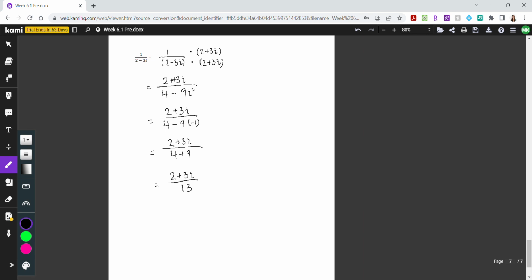And now if we want to write it in standard form, remember, which is a plus bi, I would just separate these into two fractions, right? So we're going to get 2 over 13 plus 3 over 13i, and that will be my final answer.